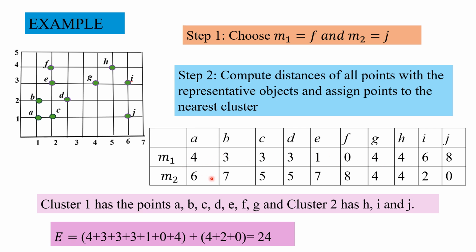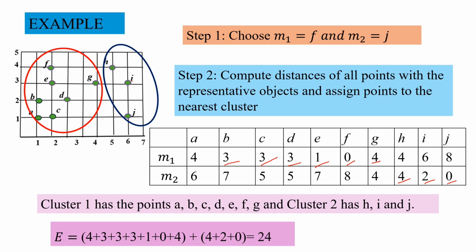So based on the shorter distance, we see A gets assigned to m1. Similarly, B gets assigned to m1, C gets assigned to m1, D, E, F, and G. At G and H we have a tie, so we decide to put G in m1 and H in m2. So we have cluster 1 with A, B, C, D, E, F, G, and cluster 2 as H, I, J. So these are two clusters, and we compute the errors.